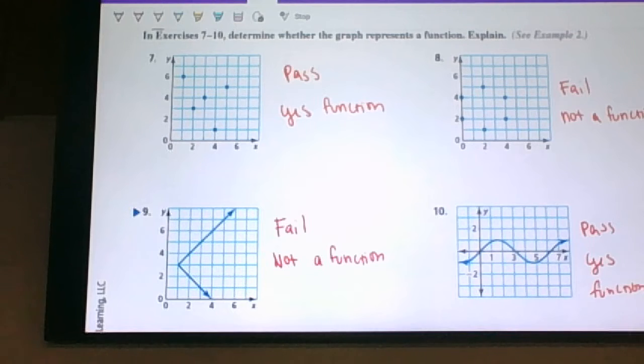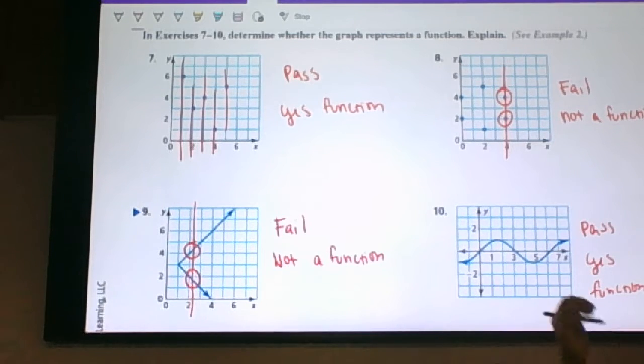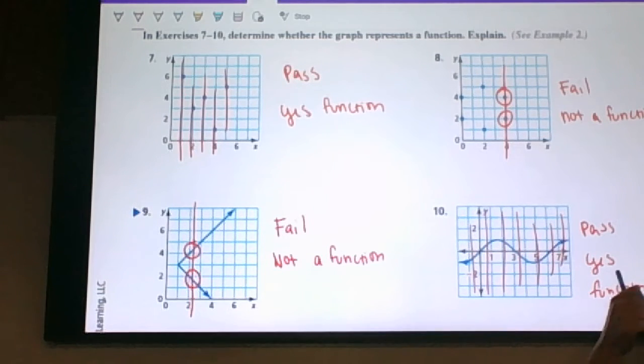So I'll show you exactly where it fails. This one fails, like if I draw a line here and the line hits twice, it's a fail. On this one, if I draw a line here and it hits 2 points, it's a fail. On this one, I could draw a line through every single point and it would only ever hit once. So that's a green light pass. Same thing here. I could put a line anywhere and it would only hit once. That's a pass.